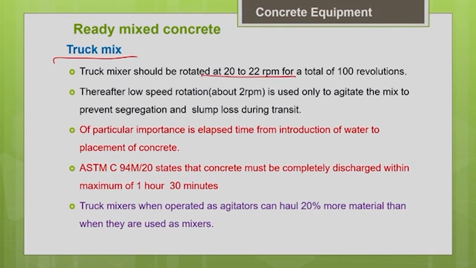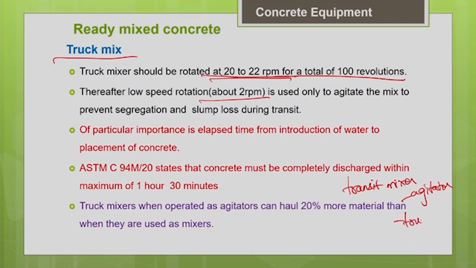Then only you can get the homogeneous mix, and you should rotate it for at least 100 revolutions at this particular speed. This will ensure homogeneous mixing of concrete. Okay. So, after this 100 revolutions, then you can rotate at a speed of only 2 RPM. That is just to agitate the concrete, so that you can prevent the slump loss and you can prevent the segregation.